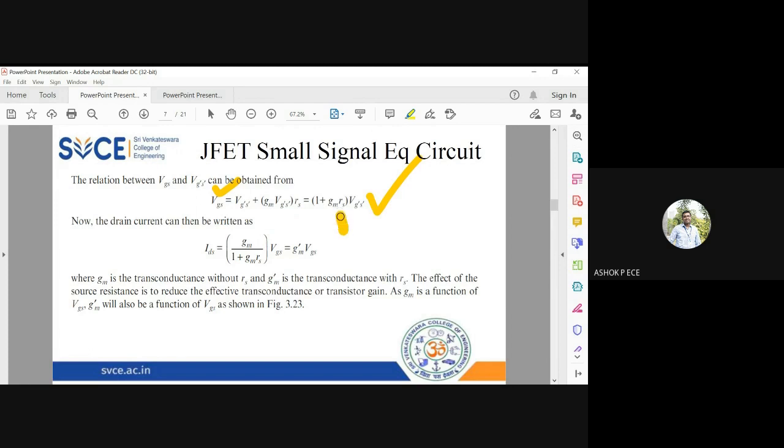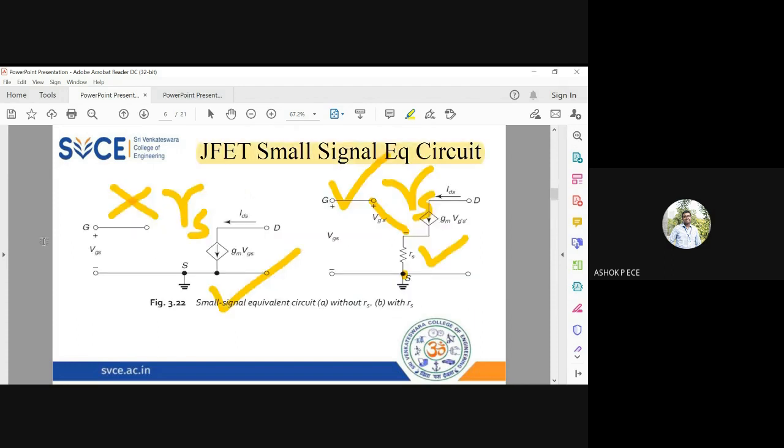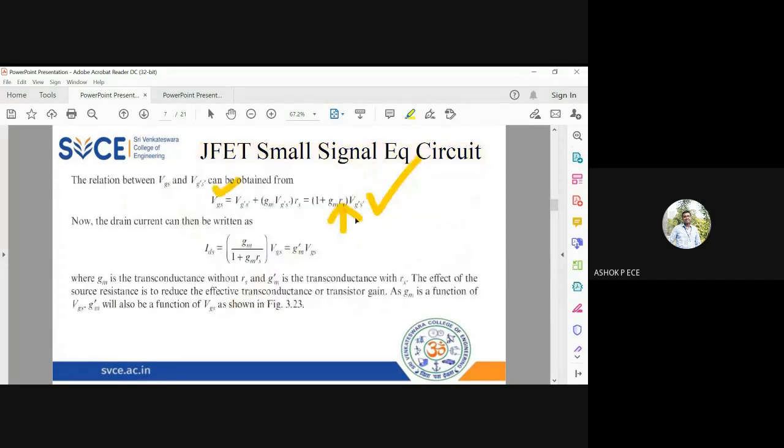If you put Rs equal to 0 here, you will find that VGS will be equal to VG'S'. That is what this diagram is also saying, right? When you put Rs equal to 0, VG'S' will be exactly equal to VGS. Same thing, now we are finding the mathematical relation between VGS and VG'S'. So now I can write the drain current IDS equal to GM by (1 plus GM into Rs) into VGS.